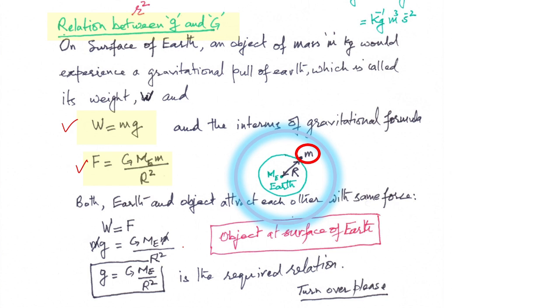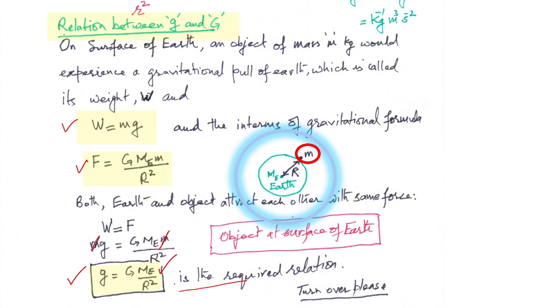Now weight and the force with which the Earth attracts the mass are equal, so we can equate mg equal to G Me m over r square. Small m gets cancelled and we get a formula which gives us the relation between small g and capital G, which is small g is equal to capital G Me over r square, where Me is mass of Earth.